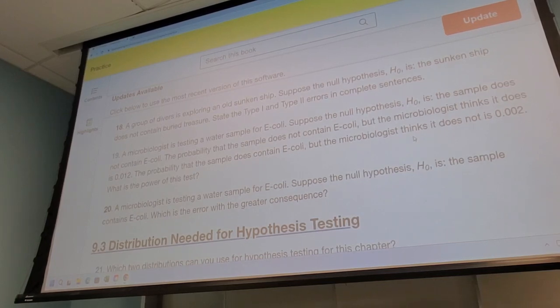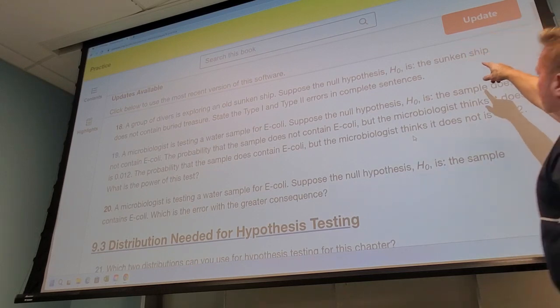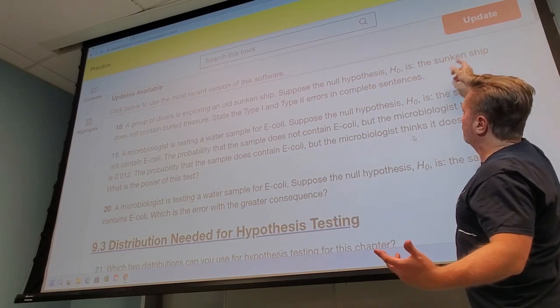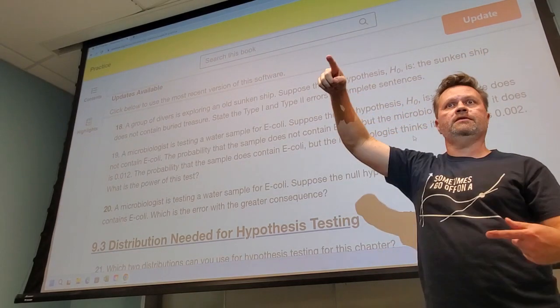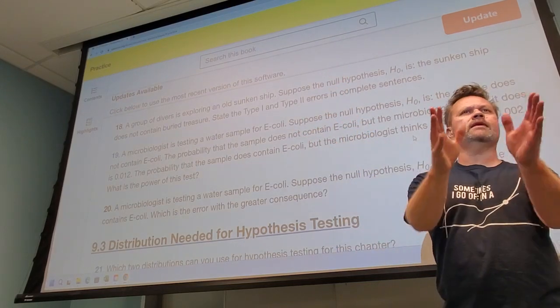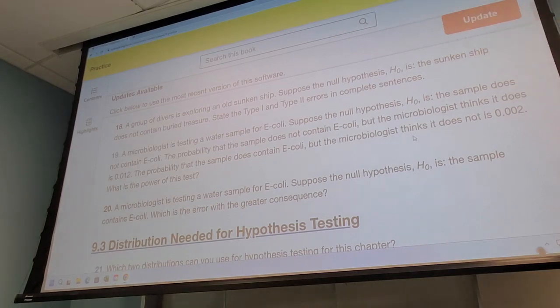So you start off with the type 2 by negating the null that they give you. Basically, you could always say the HA is true. If the null is false, what is it about the HA? It must be true. So for type 2, the null is false. In reality, the sunken ship does contain buried treasure, but we think it doesn't. That's it. That one's a little tricky because they put the word not in the null. They're just trying to be little jackasses.